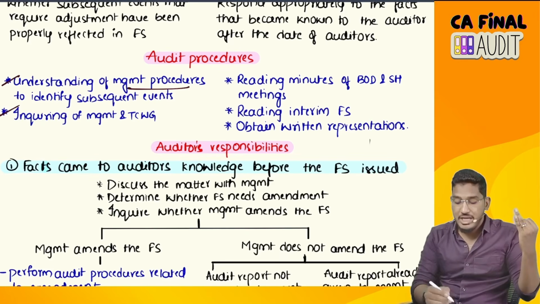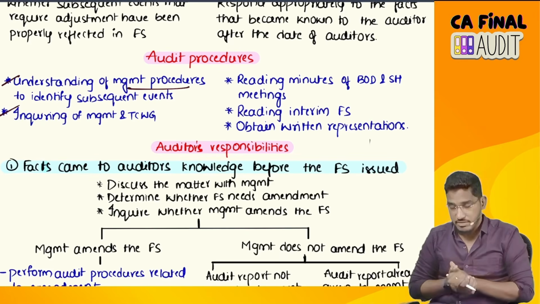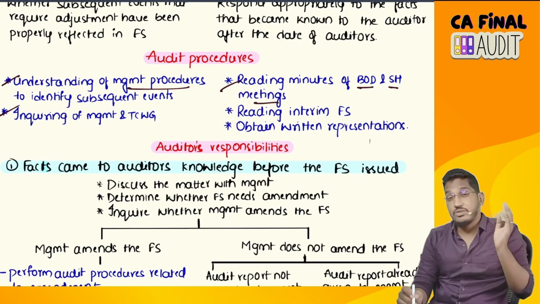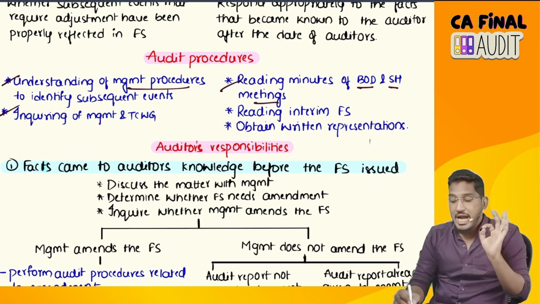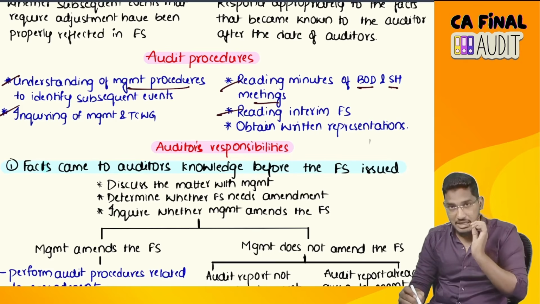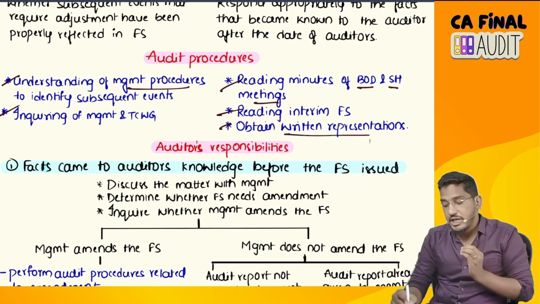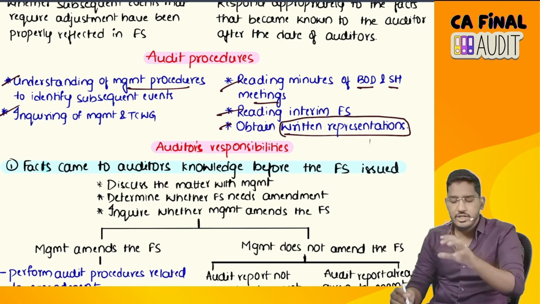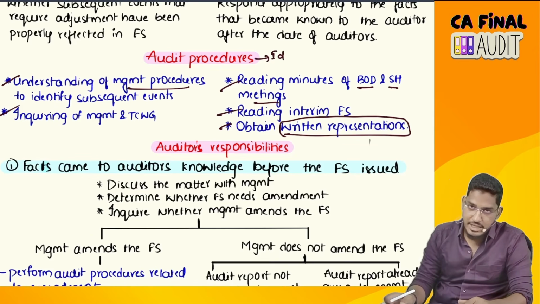Number two, you have to inquire of the management and those charged with governance whether they have found out any subsequent events. Then you read the minutes of the meetings of the board of directors and shareholders, especially those which have taken place after the date of the balance sheet. And even if any interim financial statements are available, read those. And you also try to obtain written representations from the management. So basically, you should perform these procedures to identify whether any subsequent events have taken place.